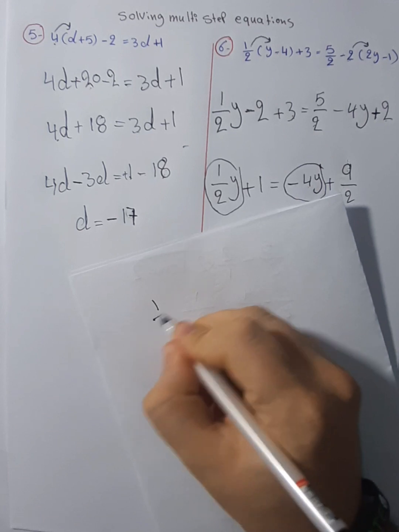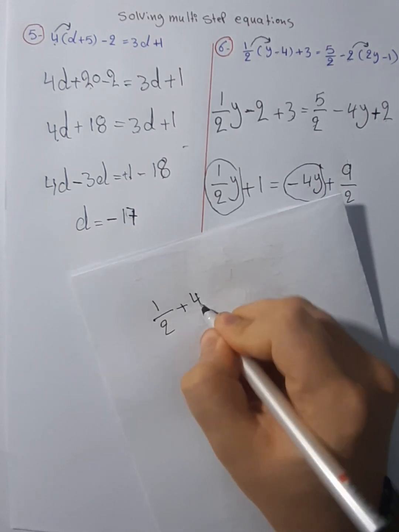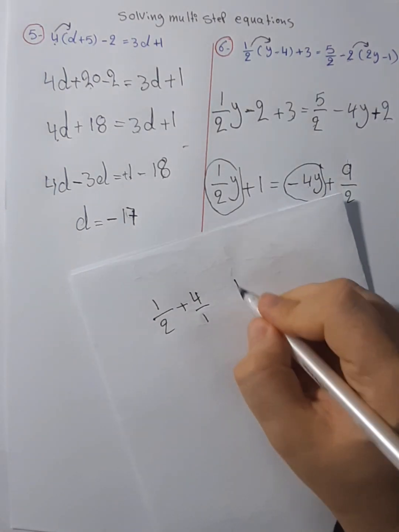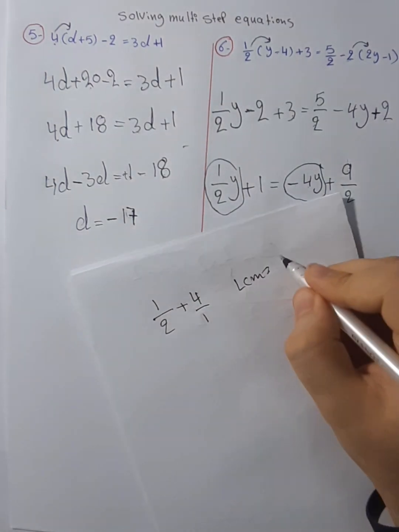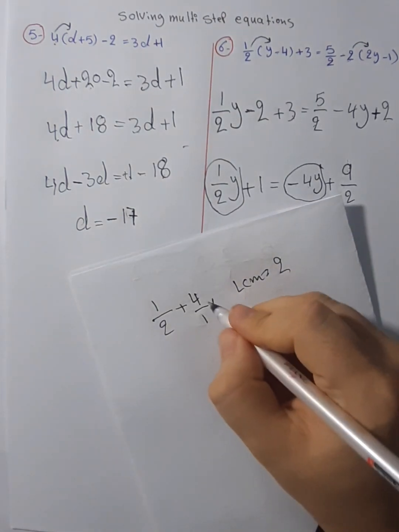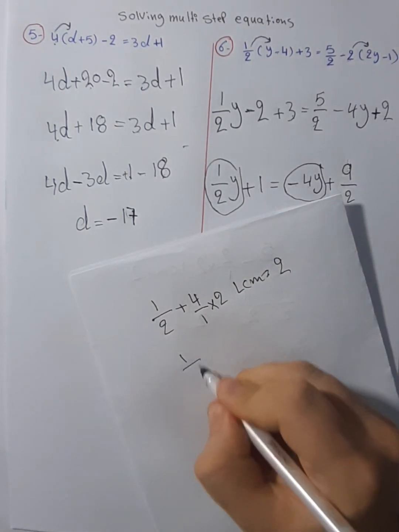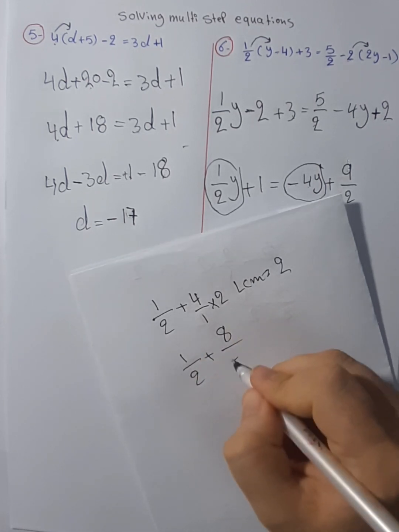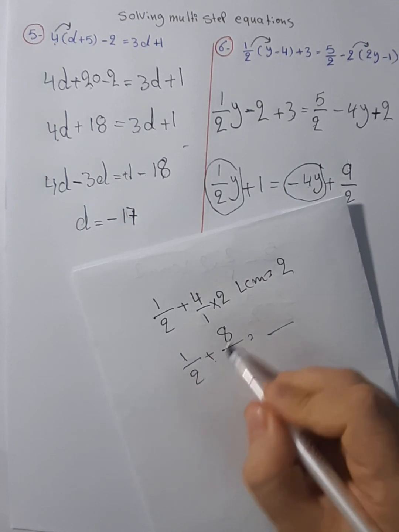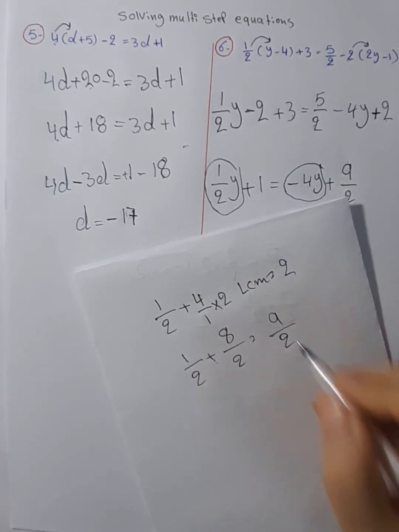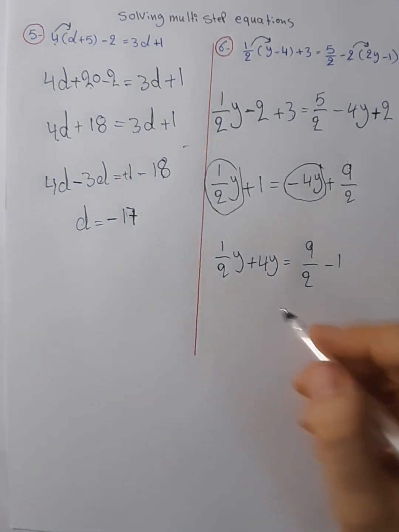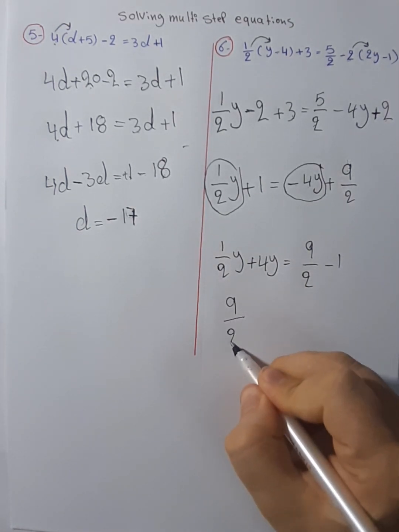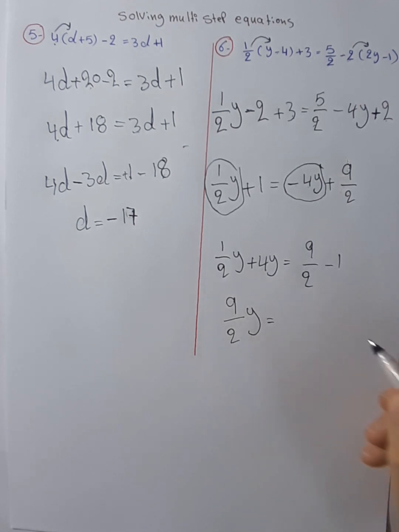We have 1 out of 2 plus 4. You have to change this whole number to a fraction, and then the least common multiple for 1 and 2 is 2. You have to multiply this fraction by 2. 1 out of 2 plus 2 times 4 equal to 8. 2 times 1 equal to 2. So 1 plus 8 equal to 9 out of 2. So the value of 1 out of 2 plus 4y equal to 9 out of 2y.